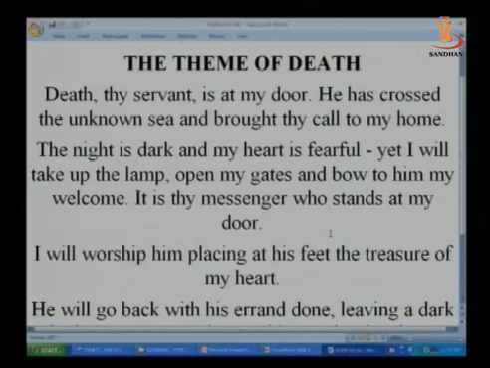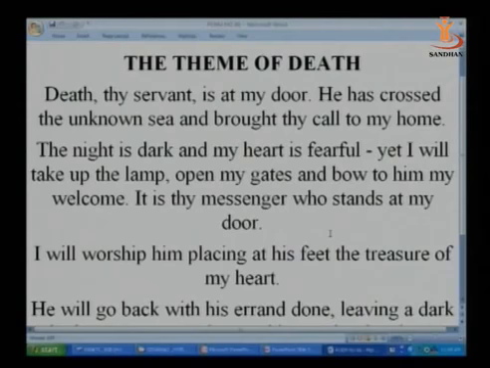It's a very profound poem where he is comparing death to a messenger of God. At the same time, he is calling him his servant. He is a herald sent by God, and he has come to take the speaker of the poem.